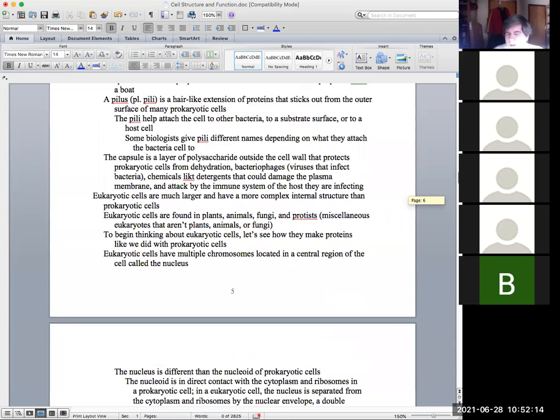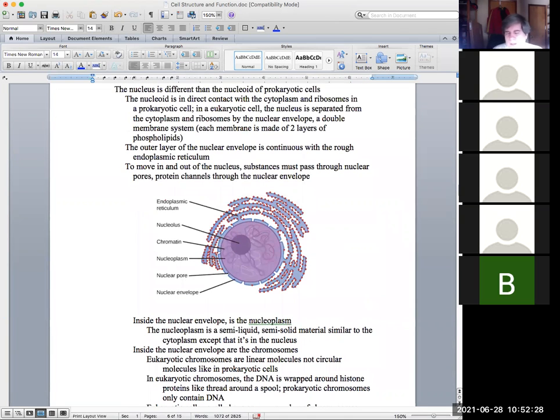Today we're going to continue discussing cells, and we're going to talk about eukaryotic cells for a while. Now, keep in mind, eukaryotic cells are found in plants and animals and fungi, which include things like mushrooms, molds, yeast, and there's another group of eukaryotic organisms that have eukaryotic cells, and these are something called protists.